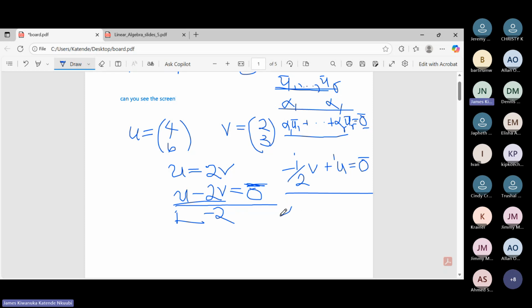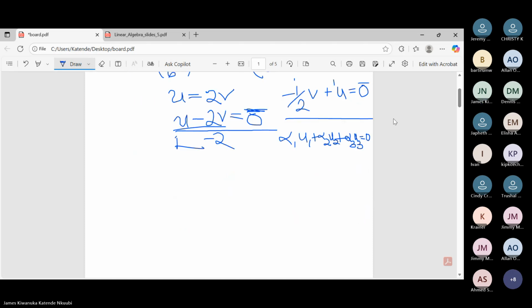So suppose I'm working with only 3: alpha 1 U1 plus alpha 2 U2 plus alpha 3 U3, all these equal to 0, right? So this is a definition. If this happens, then U1, U2, and U3 are linearly dependent. So I'm assuming now we're working with only 3 vectors.